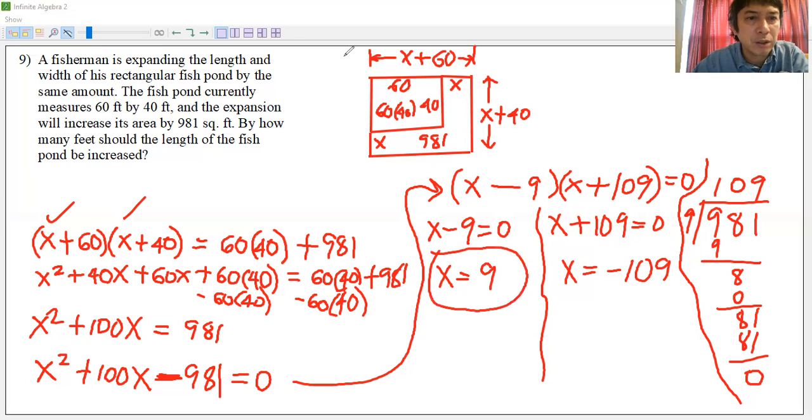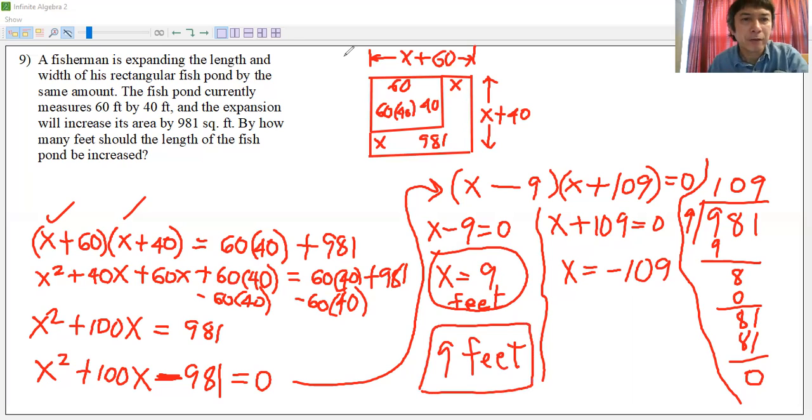And this will now be in feet. Okay, so this will be in feet. All right, so x equals 9 feet. All right, that should be the answer. X equals 9 feet. This is our answer. All right, that answers by how many feet should the length of the fish pond be increased. All right, so that goes over here. Let's check the answer. There is the answer. Okay, from the computer's database, it's 9 feet.